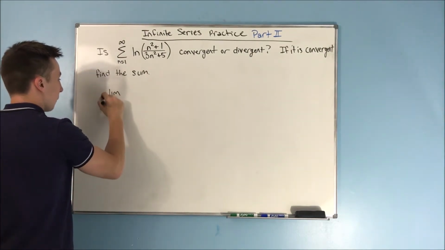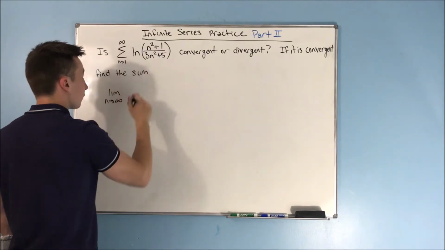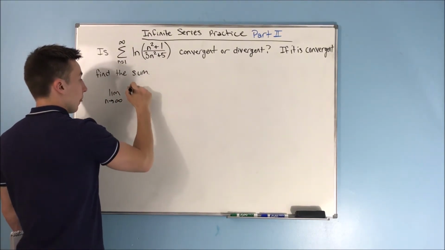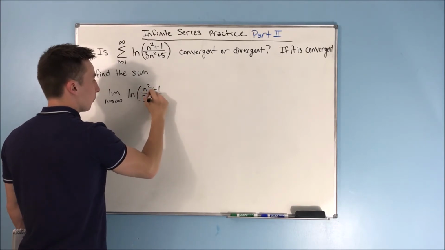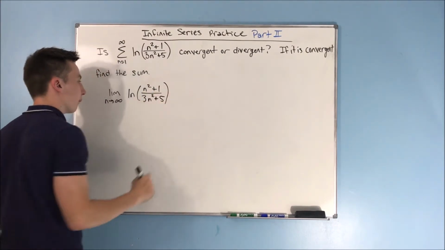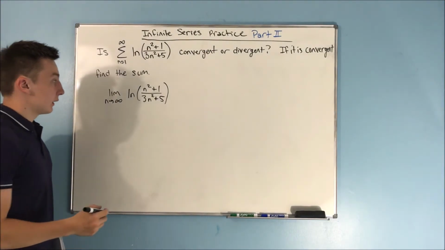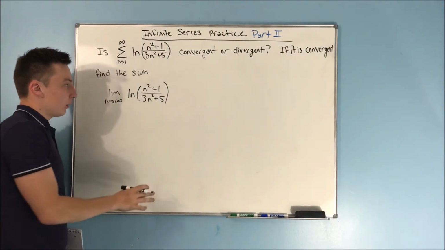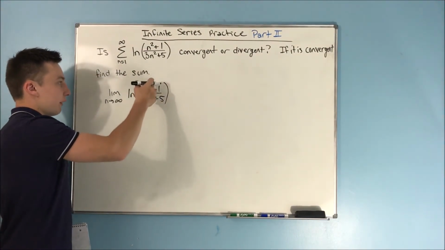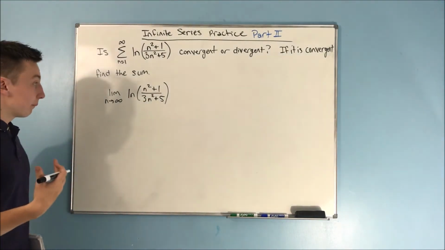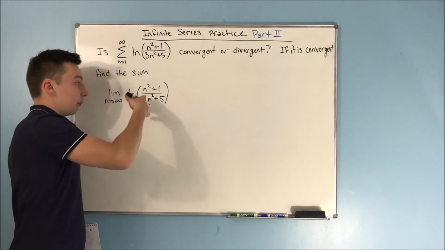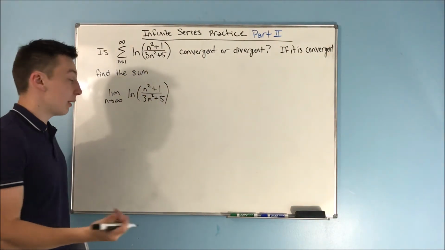We take the limit as n approaches infinity of the natural log of n squared plus 1 over 3n squared plus 5. And as it sits right now, you would get natural log of infinity over infinity. Okay, that's not really going to work. What we can do is divide every term inside here by n squared, and this will start to become a lot clearer.